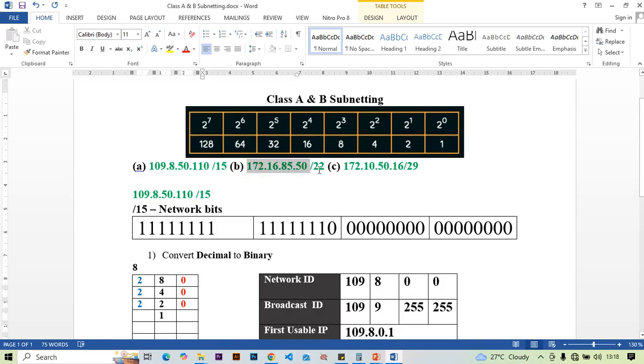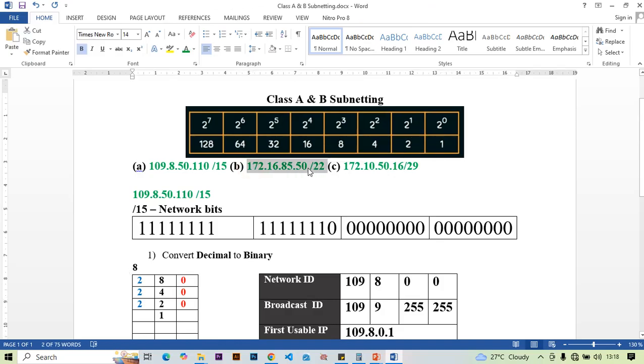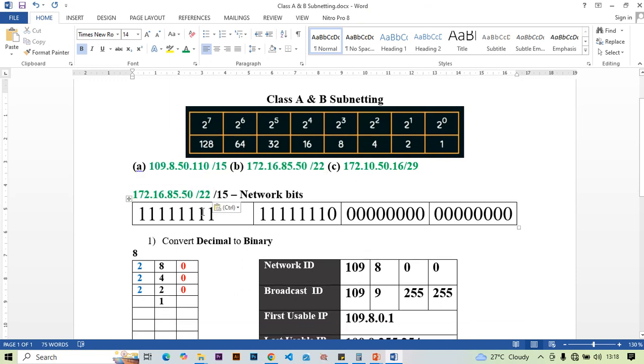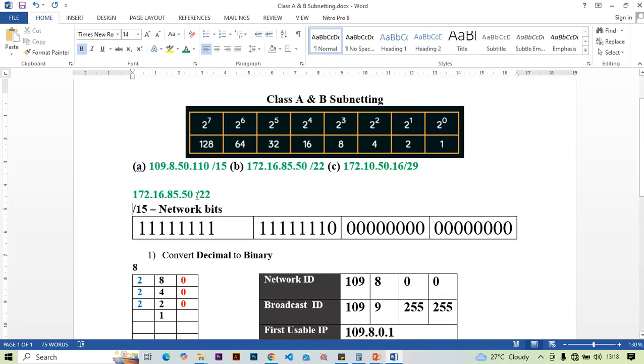We have this other IP address here which has a /22. Let's copy this and paste it here. So what does /22 mean? /22 simply means we have 22 network bits. In the previous example, we had 15 network bits. Now here we have 22 network bits.